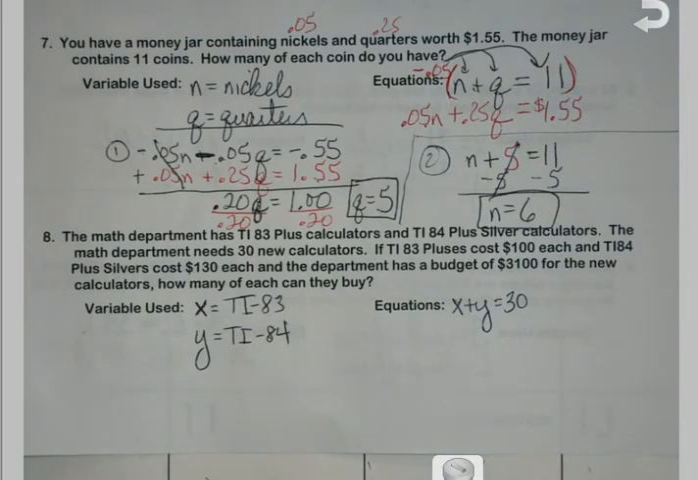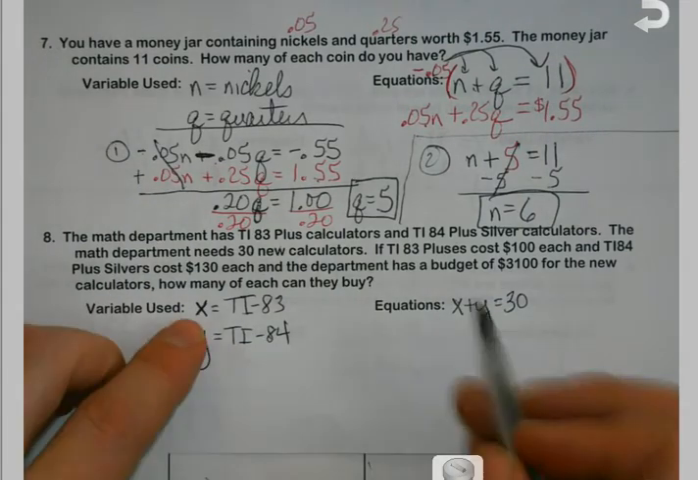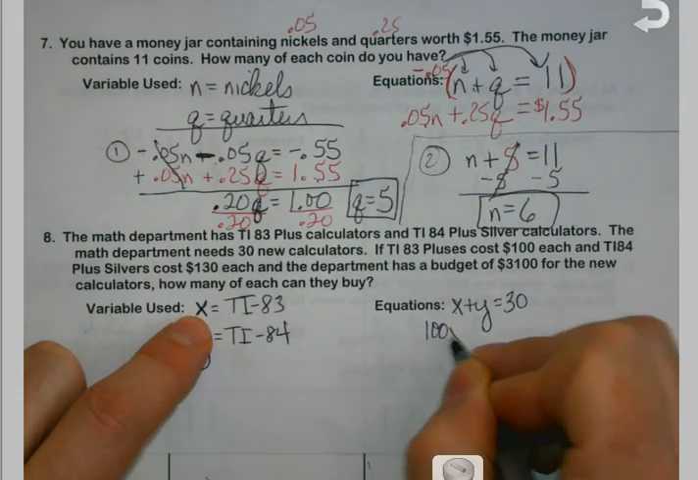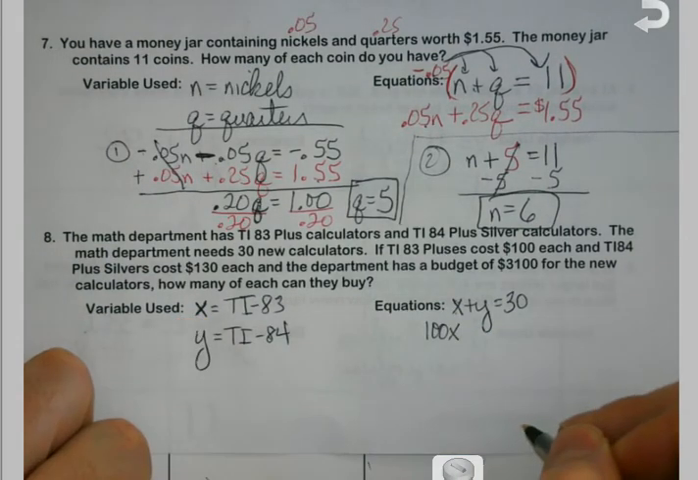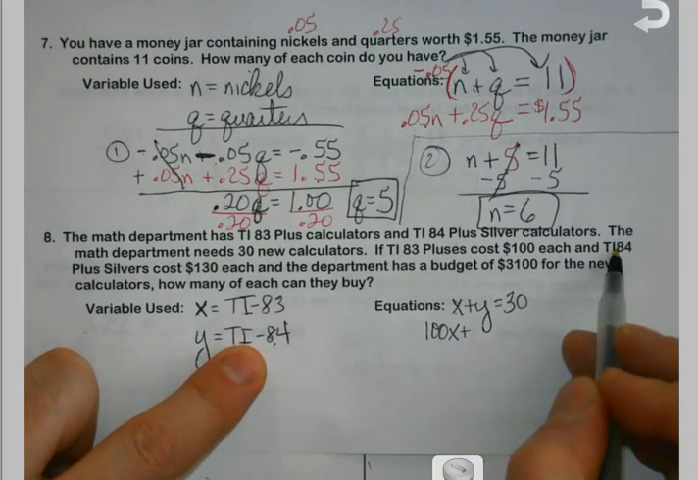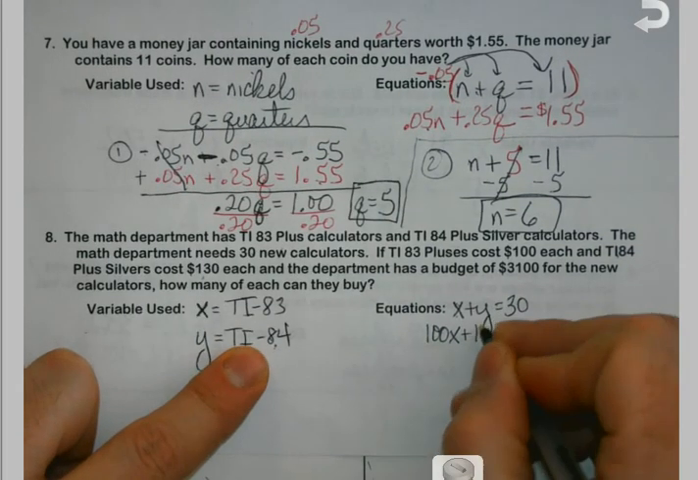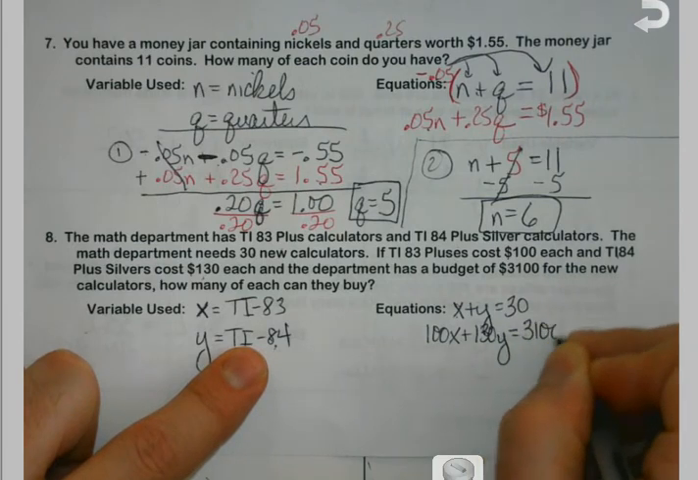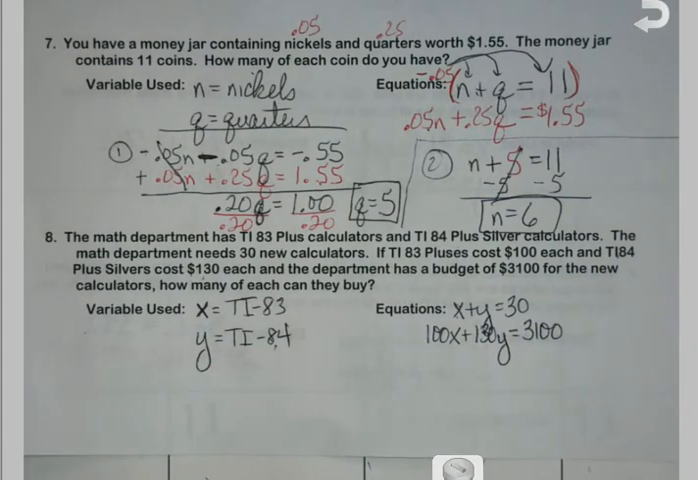Now we got to put values with them. So how much are the TI-83s? $100. And then my TI-84s are 130. And I have $3,100 total dollars, just like the rest of them have been. We put all the money stuff, or whatever it happens to be, in that second one.